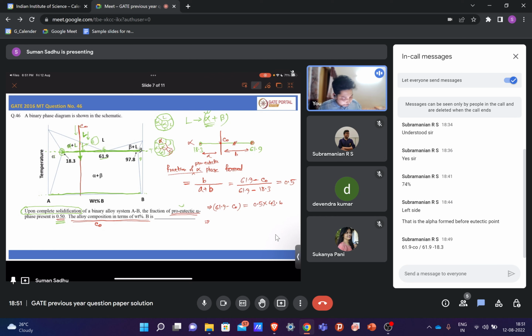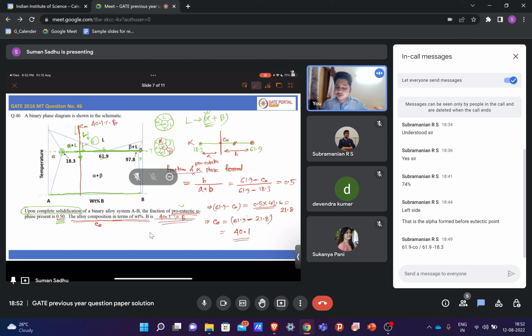Okay. So what will be the C naught? C naught is equal to 61.9 minus this one, which is 21.8. So C naught is how much? 40.1. So what is the composition of this alloy in terms of percentage of B? The alloy composition is actually 40.1 percentage of B. So this is the alloy composition.